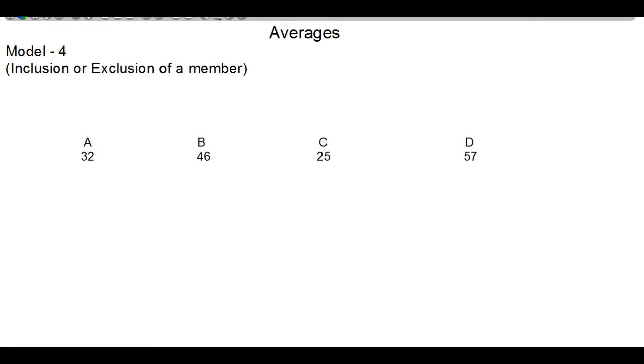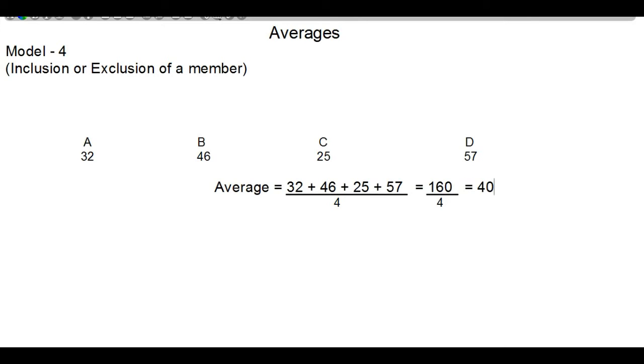So we have got 4 persons and their weights here, that is 32 kgs, 46 kgs, 25 kgs and 57 kgs. Let us first of all find out the average weight of this group. We know that average is nothing but sum of all the elements by number of elements. So that should be (32 plus 46 plus 25 plus 57) divided by 4. So 32 plus 46 is 78, 78 plus 25 is 103, plus 57 is 160 and 160 divided by 4 is 40. So we can say that the average weight of the group will be 40 kgs.